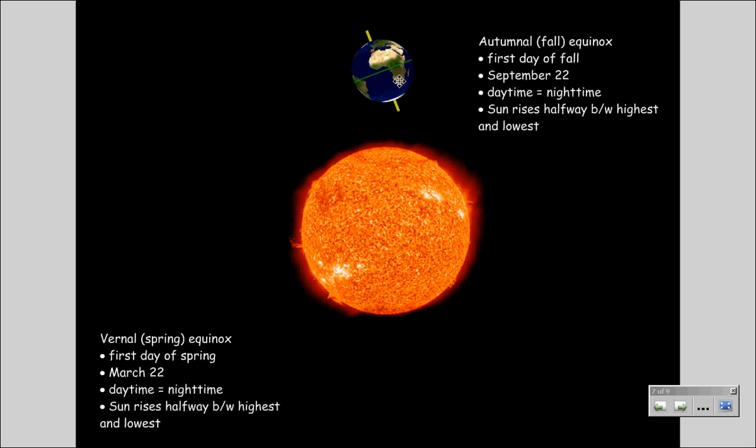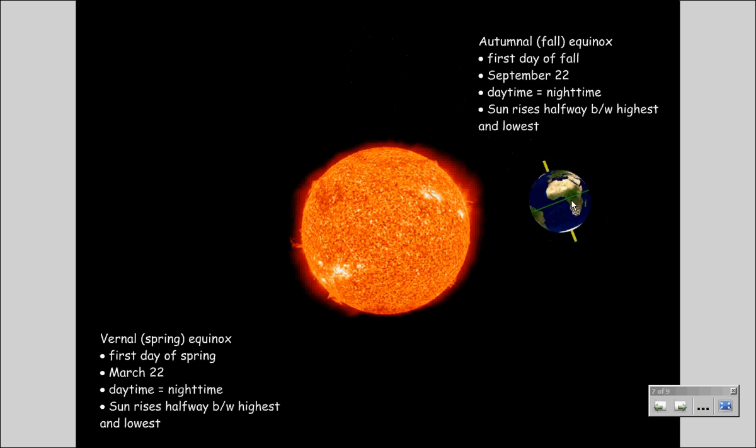Okay, it's called an equinox for a couple of reasons. In this picture, we want to understand that both hemispheres are equally facing the sun. It's easier to do if you put it behind the sun and imagine that both hemispheres are equally facing the sun. All right, so daytime hours will equal nighttime hours, and the sun will rise in between the highest point and lowest point in the sky.